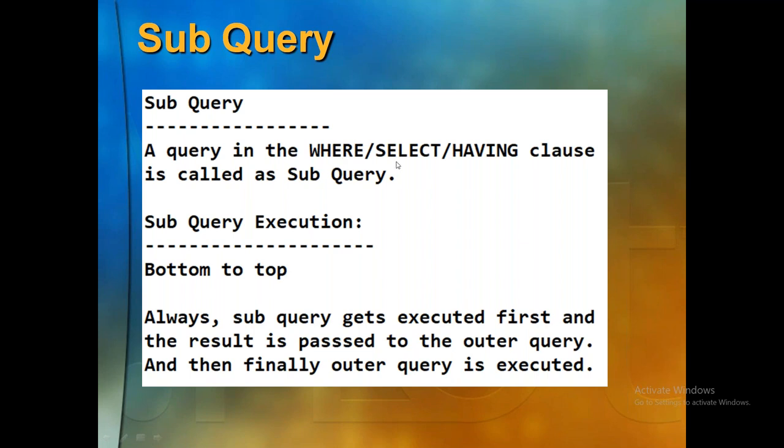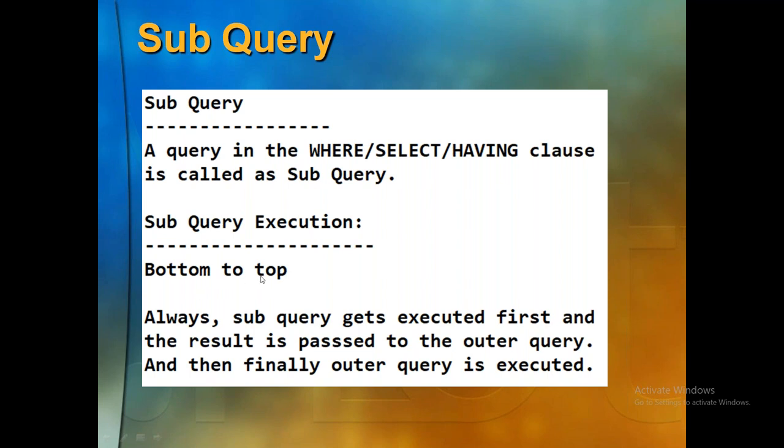So I can also write a query in the select itself, that we'll discuss later. If you write one more query in the where, select, or having, anywhere, that query is called a subquery or a nested query or inner query. Now, subquery execution is bottom to top.